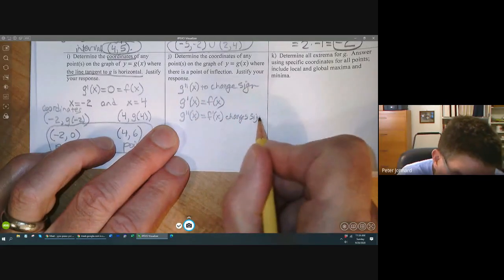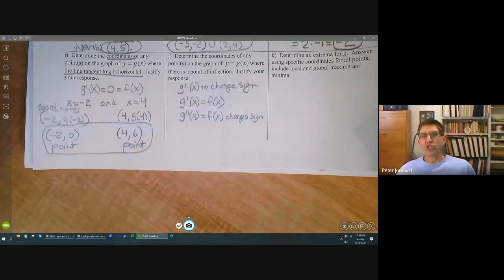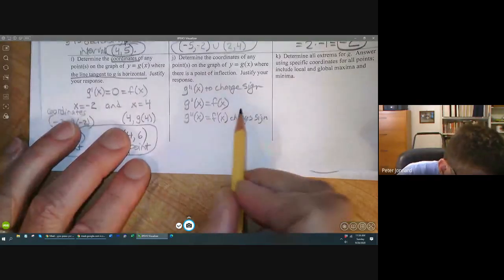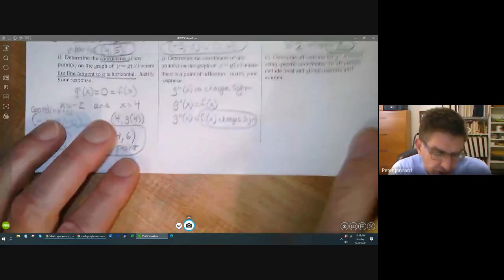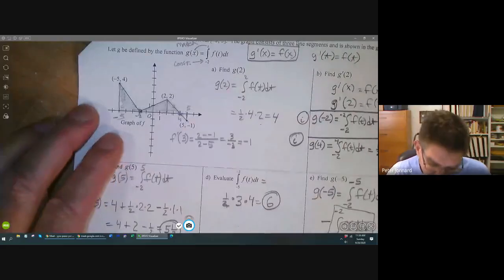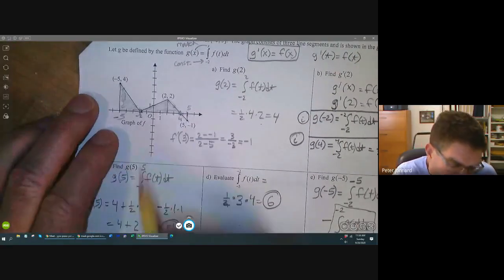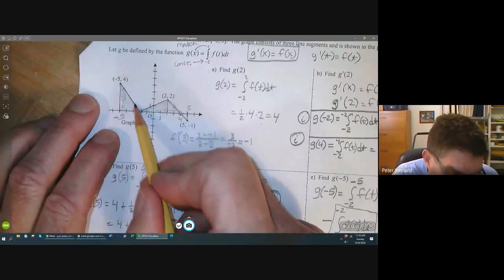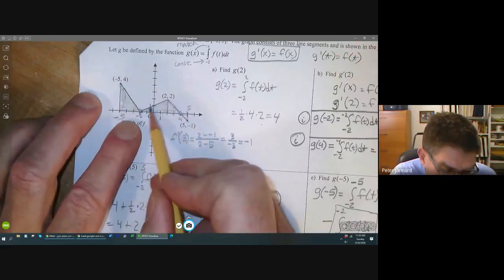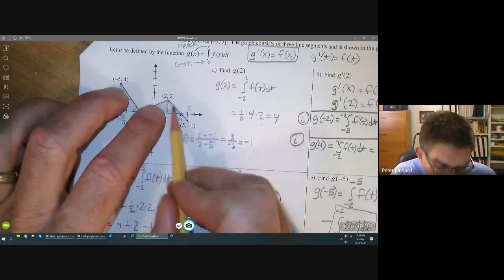That's what we need to find. The second derivative of g is f prime of x. Where does f prime of x change its sign? Okay, so we're going to look at this function f, and where does its derivative change sign? Well, its derivative is negative here, then its derivative is positive, and then its derivative is negative.